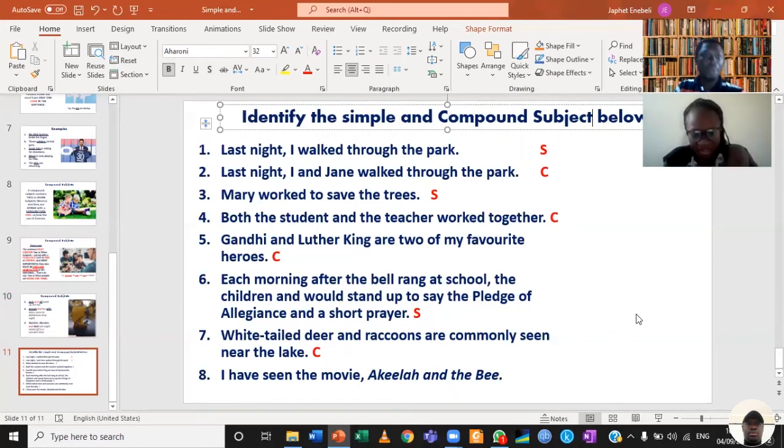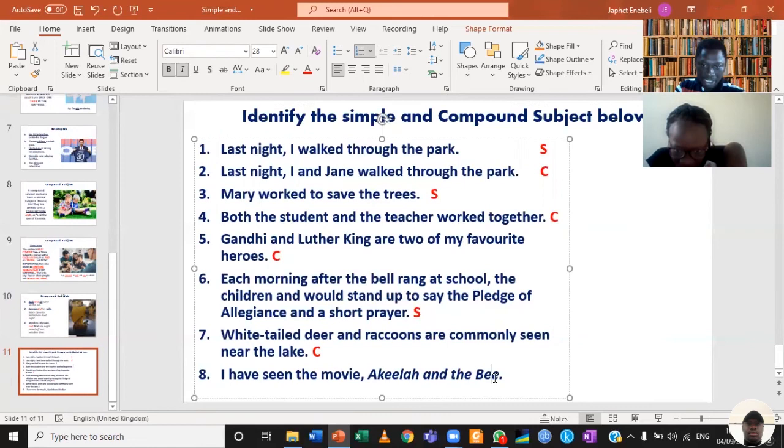Look harder. Remember we said the subject is the noun that is performing the action. Okay? No, it's only I. Thank you. It's simple. So what makes it simple? Now, if I remove this, is it simple now? Or compound? It's simple. So what makes it simple?